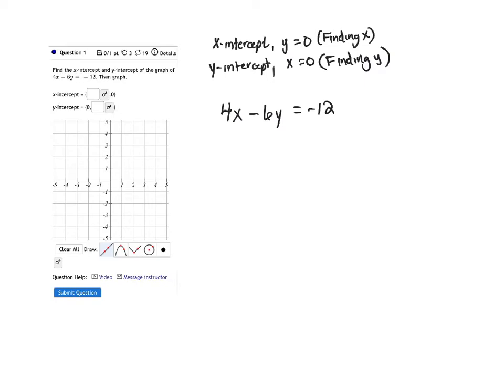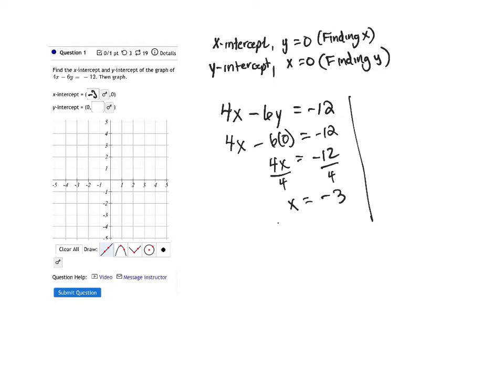0. So 4x minus 6 times 0 equals negative 12. 4x equals negative 12. Divide both sides by 4. So x equals negative 3. And now in this one, they just want you to put the negative 3 there. In another place, they want you to write it as an ordered pair. So be careful with that. So this is the x-intercept.